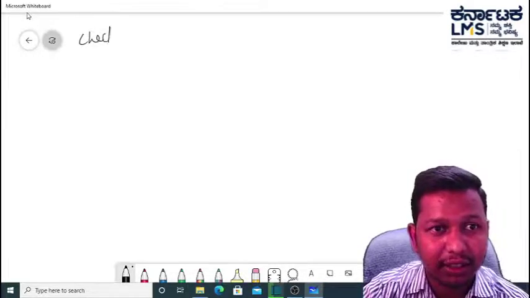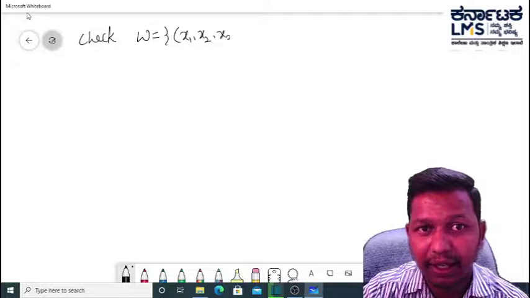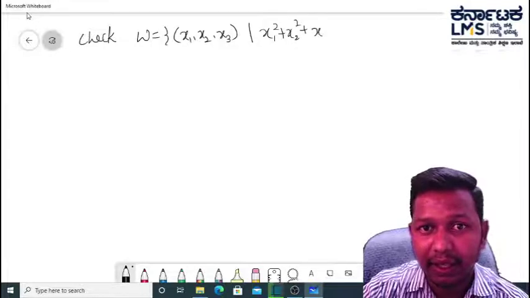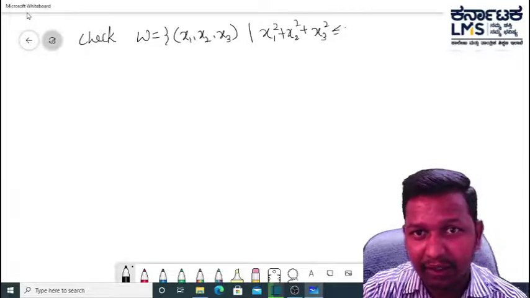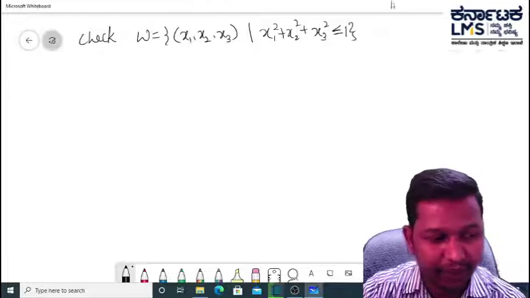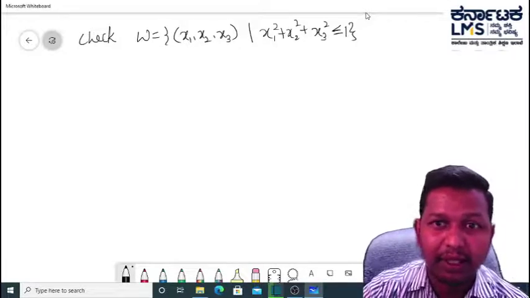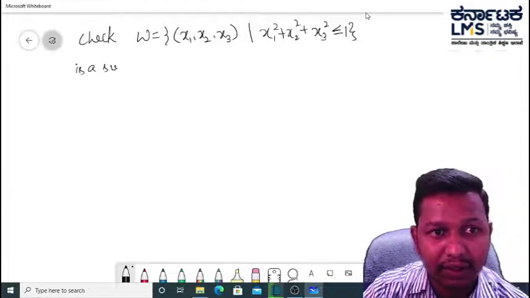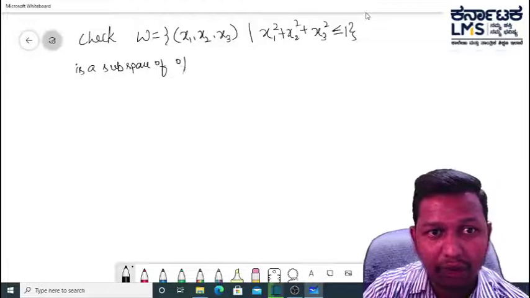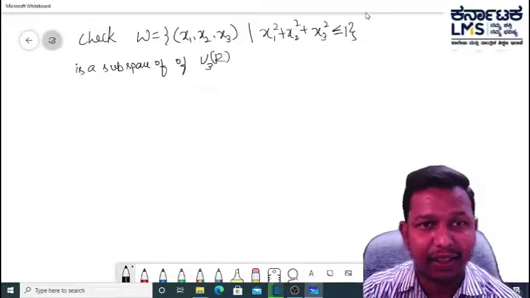Next one, check whether W is equal to the set of triplets x1, x2, x3 such that x1 square plus x2 square plus x3 square is less than or equal to 1, where x1, x2, x3 belong to real numbers, is a subspace of V3 of R. We need to check whether W is a subspace of V3 of R.